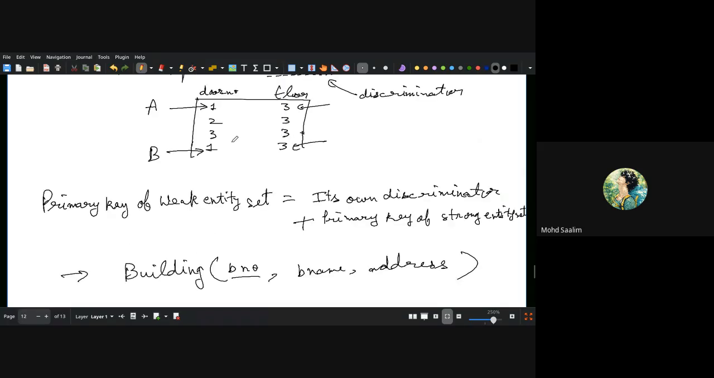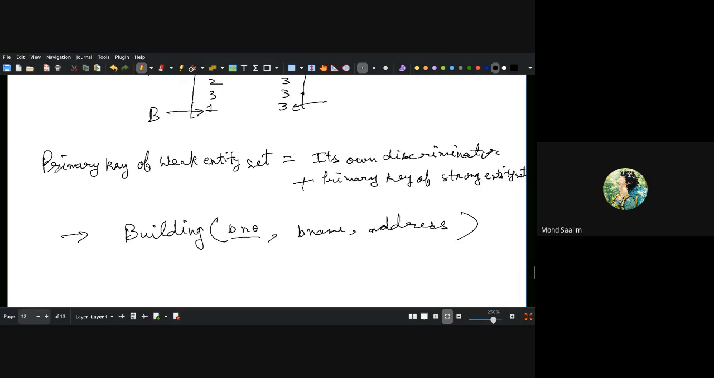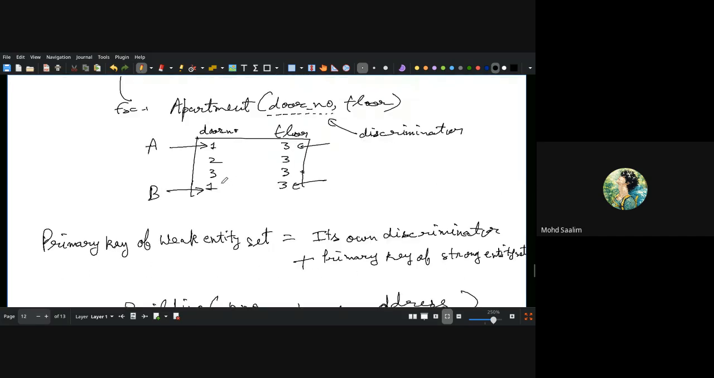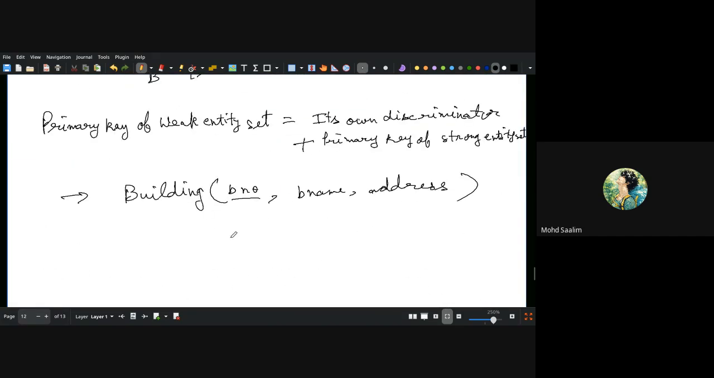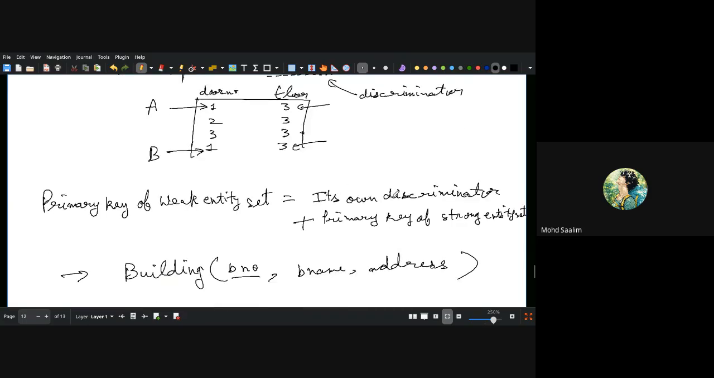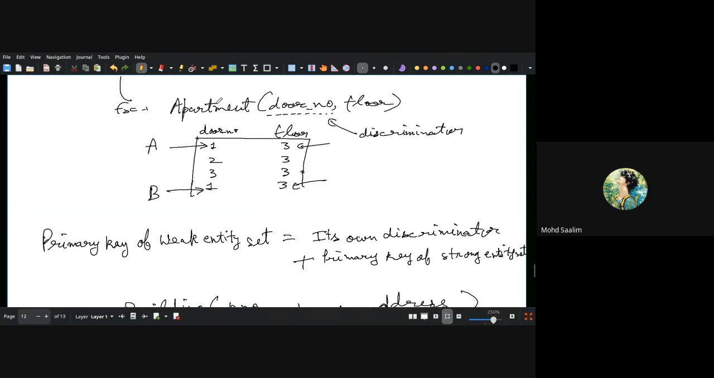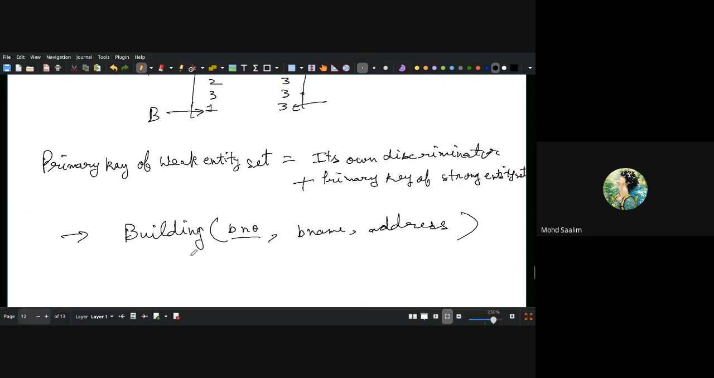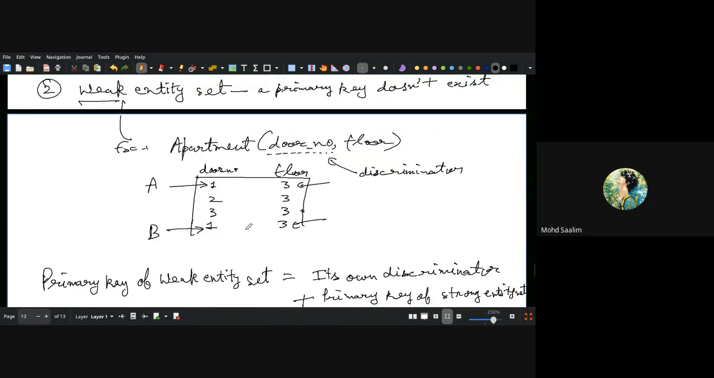So whenever you face these types of situations, you will define the primary key of apartment as the combination of its own discriminator. What is the discriminator? Door number, plus the primary key of a strong entity set that can be related to it. So apartment can be related to building. So we can combine door number with the primary key of strong entity set building, which is B number, right? The primary key of building is B number.